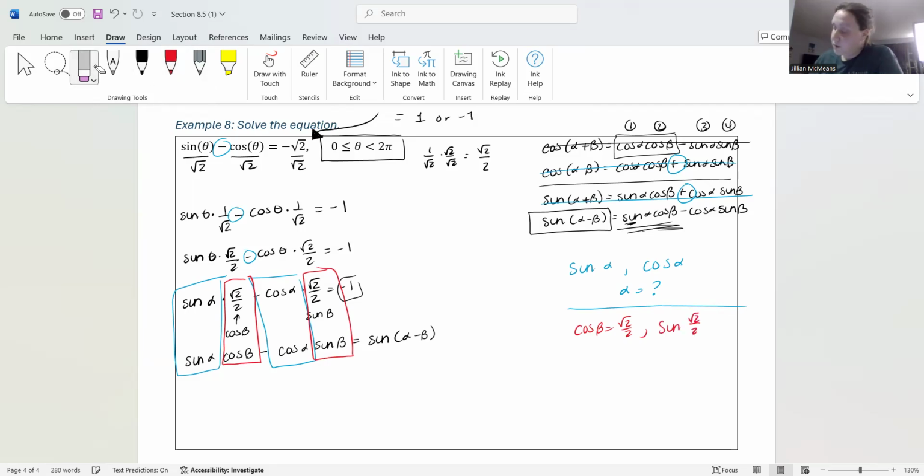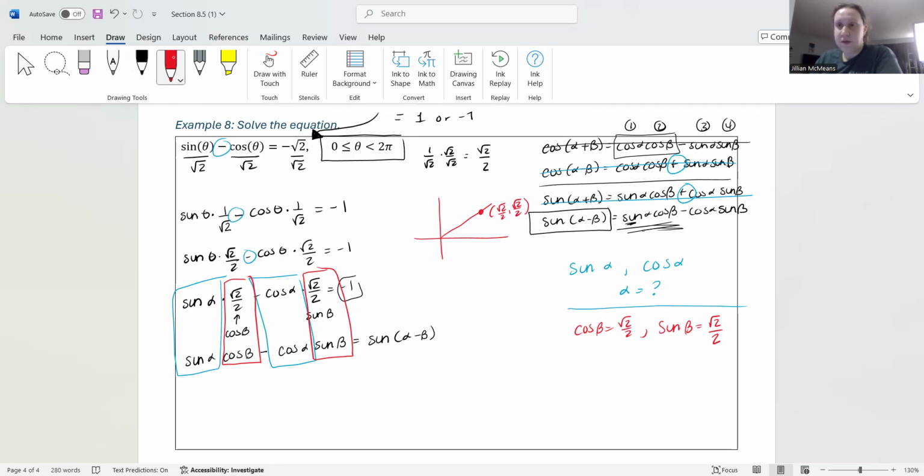I forgot my beta, hold tight. Let me erase that. So sine of beta equals root 2 over 2. So let's think about it. If we're on a unit circle, we draw this angle right here, and it has a ratio of root 2 over 2 for sine and cosine.